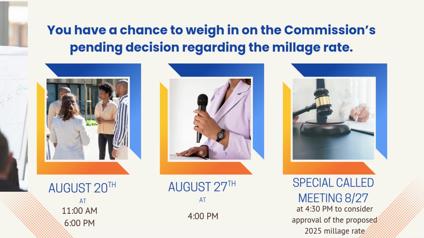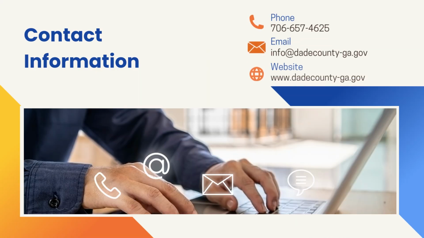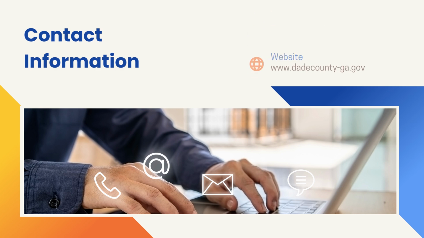You have a chance to weigh in on the Commission's pending decision regarding the millage rate. Simply attend one of the upcoming public hearings on August 20th at 11 a.m. or 6 p.m. or August 27th at 4 p.m. If you have questions about the millage rate, please give us a call at 706-657-4625 or email us at info@dadecounty-ga.gov.